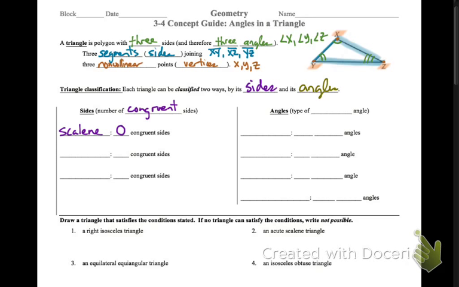Scalene means there's 0 congruent sides. Now, you can draw it to make it look like there's no congruent sides, but if you want to tell me that there's no congruent sides, use the markers. The fact that this has 1 mark, this has 2, and this has 3 says without a doubt that these three sides are different lengths.